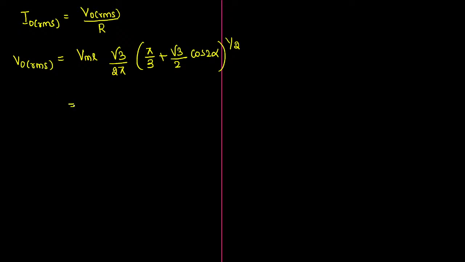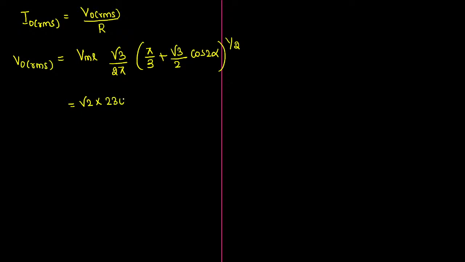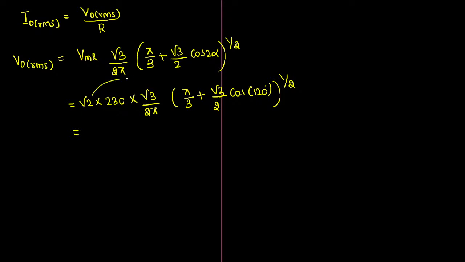Now here we know the maximum line voltage is root 2 times 230. Yes or no? Yes, it is root 2 times 230. We have already explored this value. Now I am multiplying it by root 3 upon 2 pi. In the bracket it is pi by 3 plus root 3 by 2 into cosine of 120. Why am I putting 120? Alpha equals 60, so 2 times 60 will be 120. Keep all of this under the root. Now it's time to reduce this expression. You can easily see root 2 into root 3 will become root 6. Yes, sir. 230 by 2 will be 115.